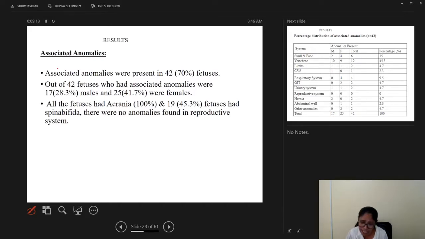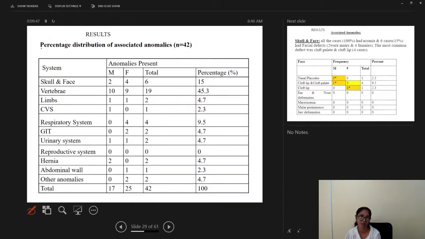Along with anencephaly, as we already told you, there is a chance of associated anomalies. In our present study, 70% of the cases had anencephaly, and along with that there were a lot of other associated anomalies. In all the fetuses there was acrania, meaning the cranial vault was absent, whereas in 19% there was spina bifida, one more type of neural tube defect along with anencephaly, and in around 100% there was no abnormality in the reproductive system, but there were so many other abnormalities which we have seen.